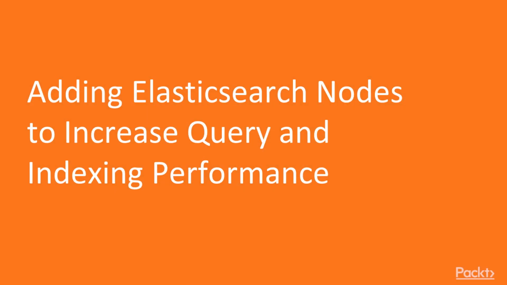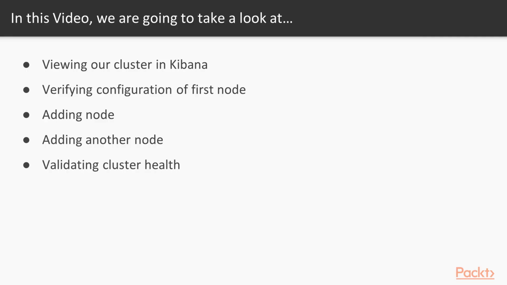In this video, we're going to focus on adding nodes to our Elasticsearch cluster. Through this video, we're going to look at the current state of our Elasticsearch cluster in Kibana. We'll see that it's yellow and needs some help. We'll look at some of the configuration items in that node. We'll add a new node. Then why not add another node? Then we'll go back to Kibana and watch as our cluster status goes green.